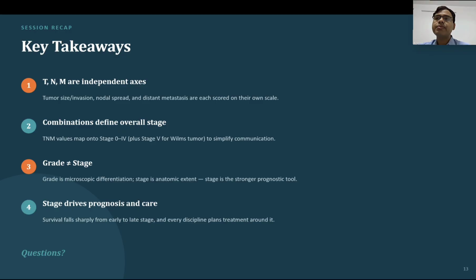And what you must take away is, see, you are going to see the patient's treatment chart, you will be seeing his records, and there you will be noticing these things, that TNM.